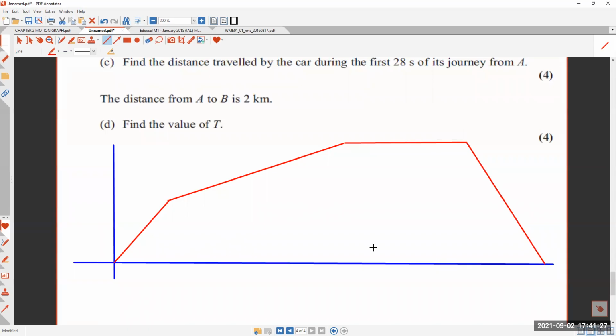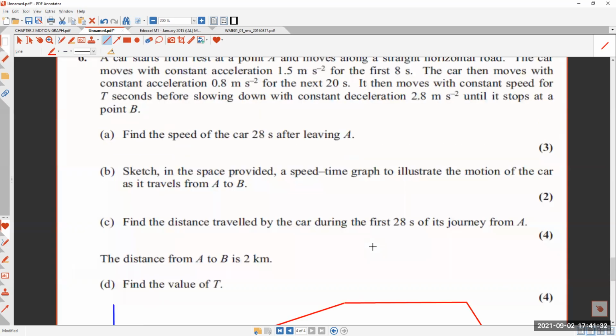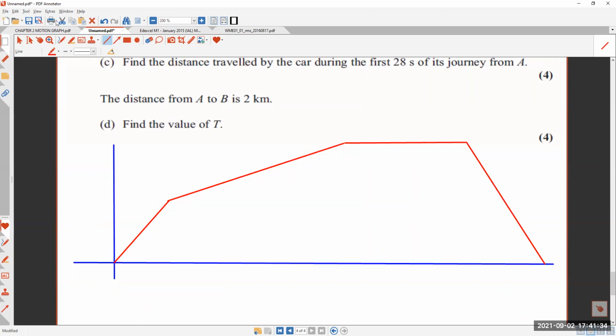Do you understand the graph? Now what do we have to do with the graph? We have to label it. First, 1.5 meters per second squared till 8 seconds. This is 8 seconds, 1.5 meters per second squared. Then he is going with 0.8 meters per second squared for the next 20 seconds. So if it is 20 seconds, this is going to be 28. Then for the rest, he is going with constant speed for t seconds.